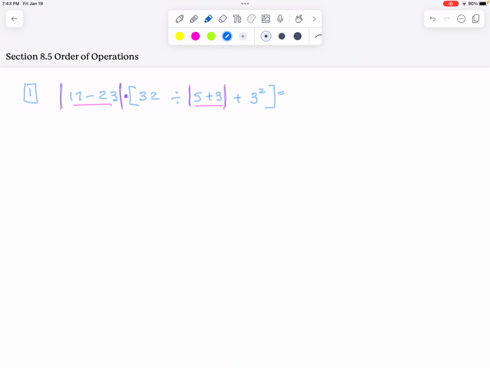I had a student asking some questions today about the order of operations, and I had her send a couple of problems to me. So I'm going to work through these problems and hopefully give you a little bit of help on this section. So you see I've highlighted here the absolute value bars.